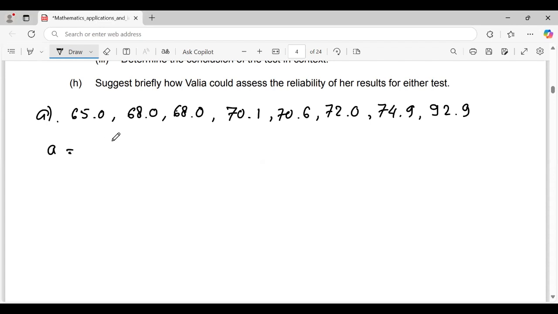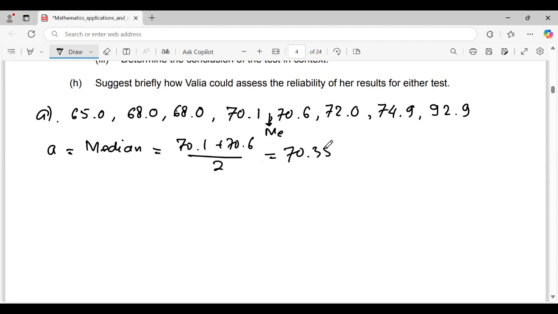And we're going to determine A. A is the median according to the information in table 2. And for the median, there are 1, 2, 3, 4, 5, 6, 7, 8. It means the median is between here, 1, 2, 3, 4, 1, 2, 3, 4, the median or quartile 2. This is 70.1 plus 70.6 divided by 2, and it is 70.35.